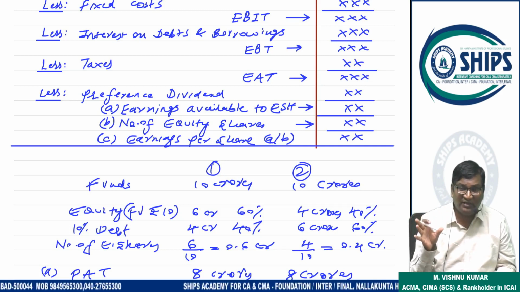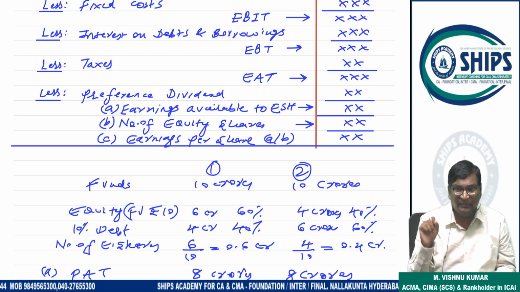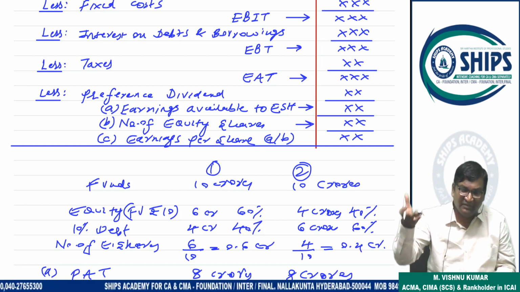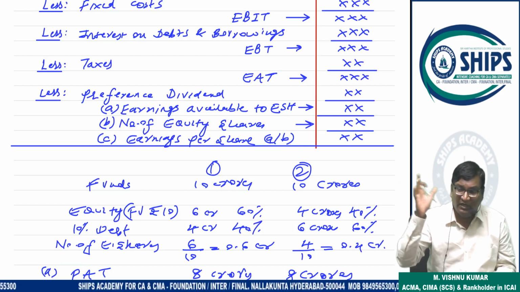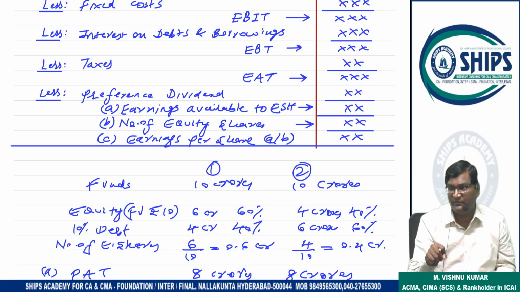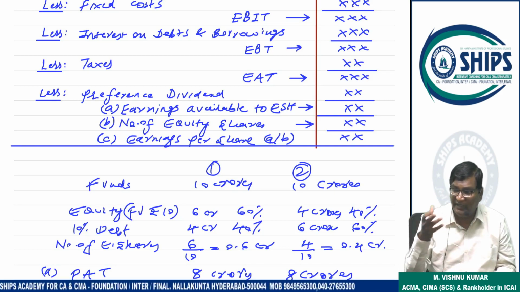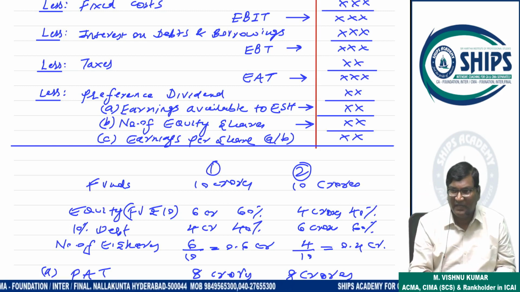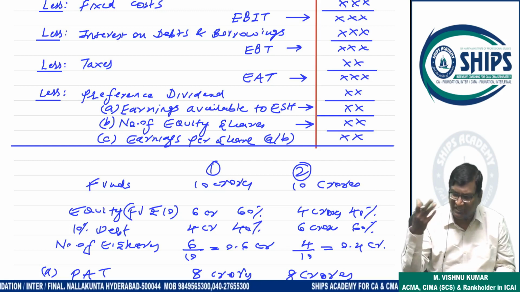Reason is equity shareholders are ultimate owners of the company. So after giving return to debenture holder, after giving dividend to preference shareholder, ultimately whatever is left, that will belong to whom? Equity shareholder. That will be completely belonging to equity shareholder. That's why that is divided by equity shares. अंत में जिसका पैसा है उसको उसके शेयर से डिवाइड करो.